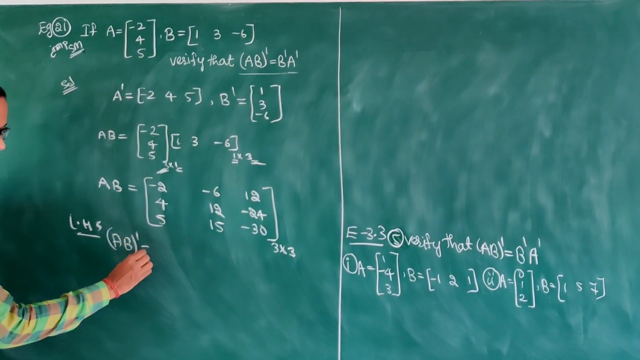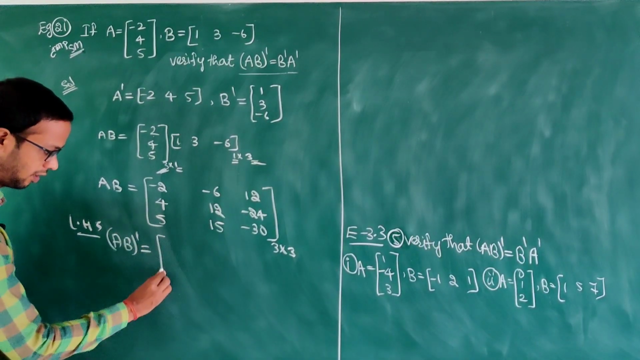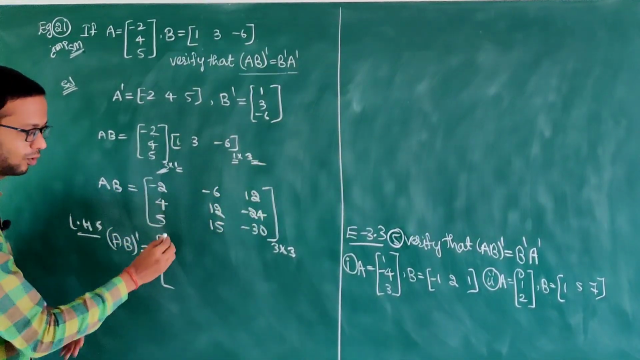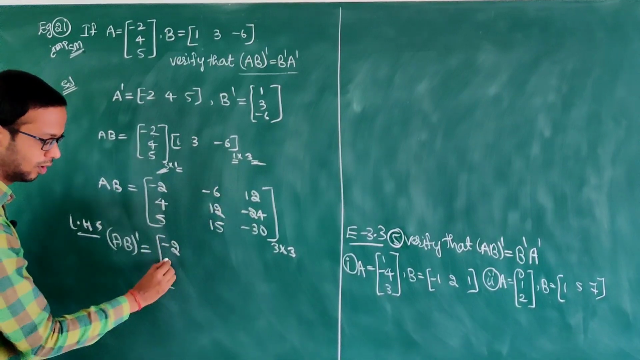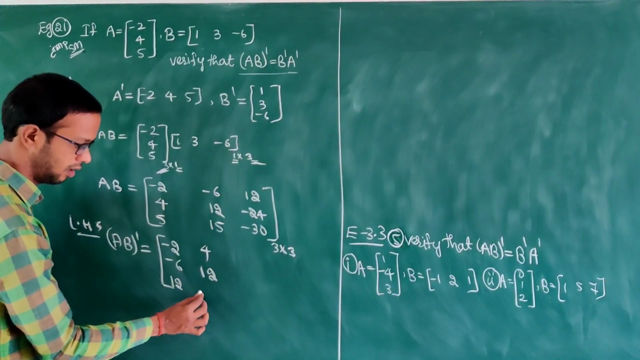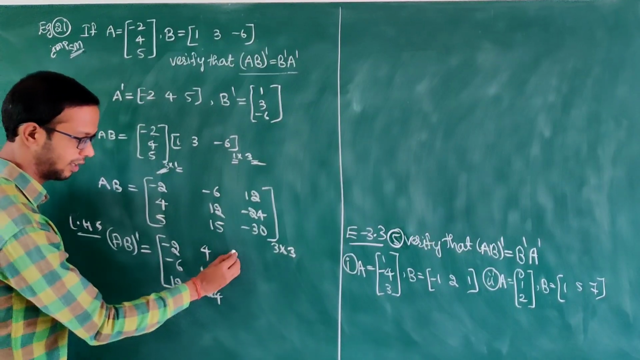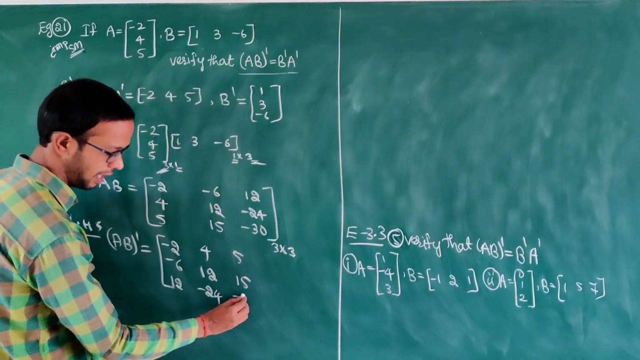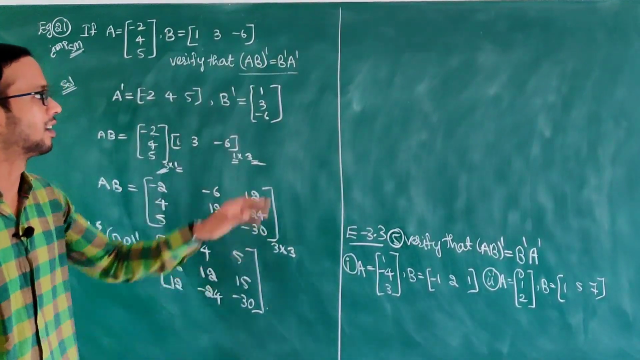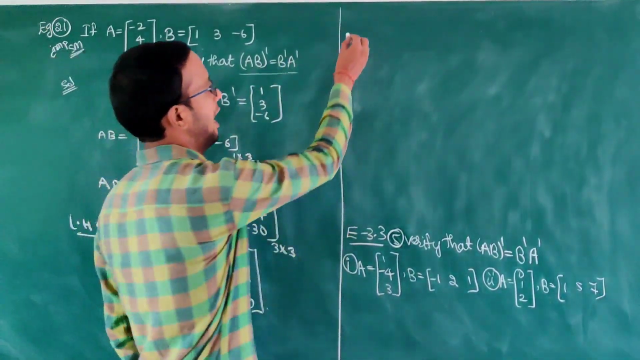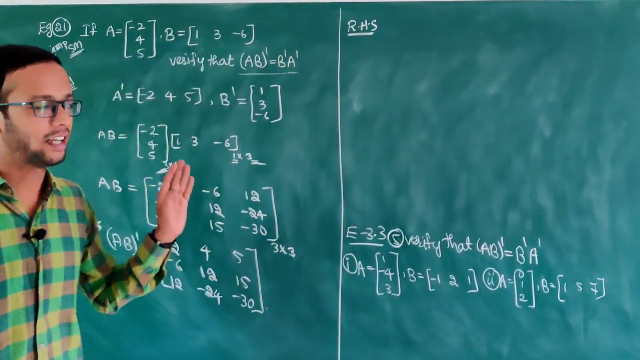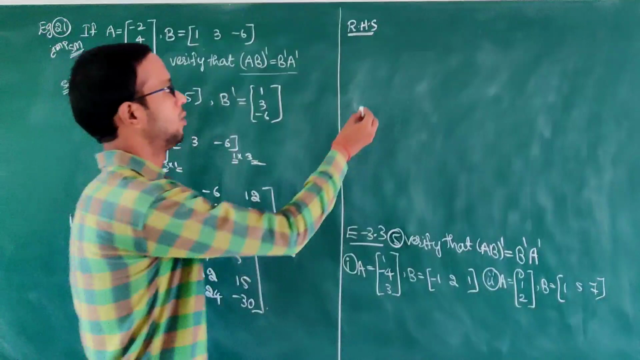(AB)' is nothing but this matrix, transpose. We have to make the transpose, that is -2, -6, 12, 4, 12, -24, next 5, 15, -30. So this is the left side completed. Next, right side, what is there? B'A'. Already we wrote B'A', so directly RHS B' into A'.